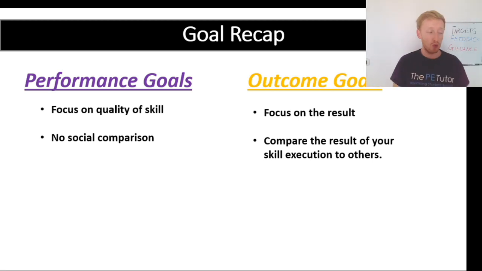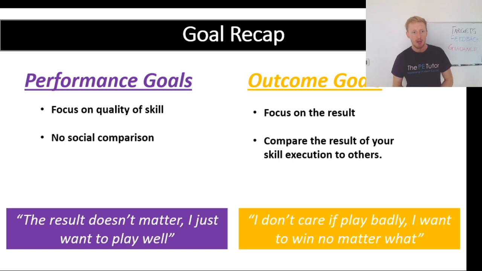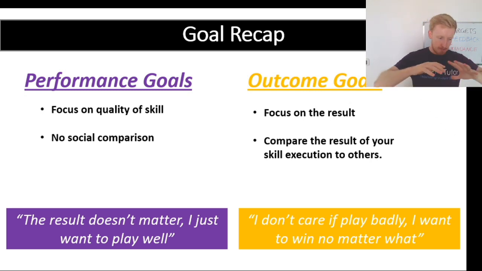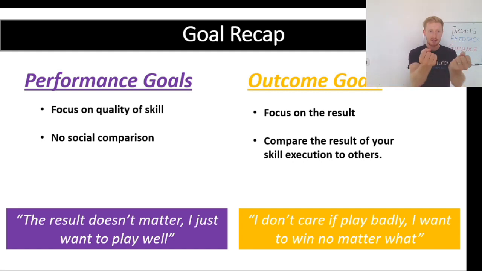Whereas outcome goals, the movement doesn't really matter. It's more to do with the position, the place, the timing, the weight, the score. It's the result. So those 2 different phrases, performance goals where the result doesn't matter, it's about playing well. Whereas the outcome goals are bad performance or not, I want to win at all costs, that Lombardian ethic. So what we're going to see is how we can use SMART targets to create effective performance or outcome goals.